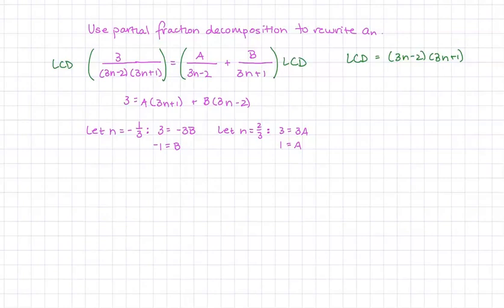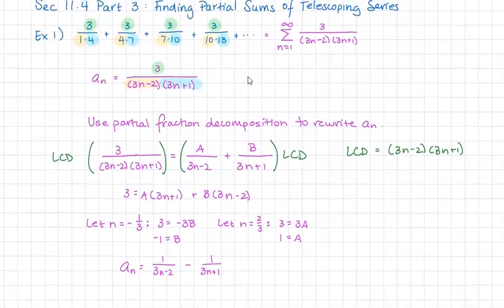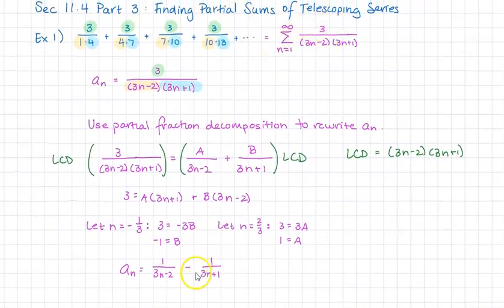So now we know that a sub n can be rewritten. Instead of using this fraction, we can rewrite it into these two fractions. And so it'll be a over 3n minus 2, plus b, plus a negative 1 over 3n plus 1. Okay, so now that we have that, what we're going to do is rewrite the sigma, but using this. And I'm going to do it a little differently too.